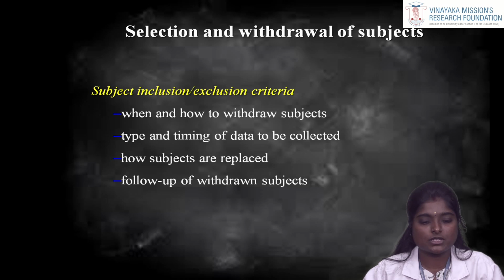Selection and withdrawal of subjects. Inclusion and exclusion criteria should be mentioned properly, along with when and how to withdraw subjects, the type and timing of data to be collected, how subjects are replaced, and follow-up of the withdrawn subjects.